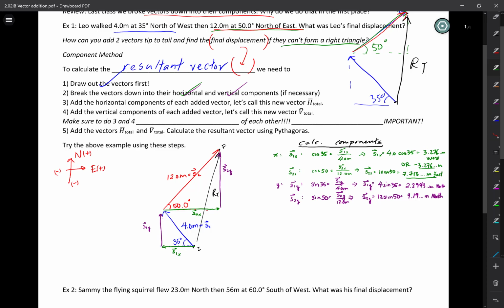3 is add the components together. Now you might be wondering, why do we add the components together? How does this make any sense on a graphical level? So I'm going to put some vectors, I'm going to put some arrows together to show you how it works.